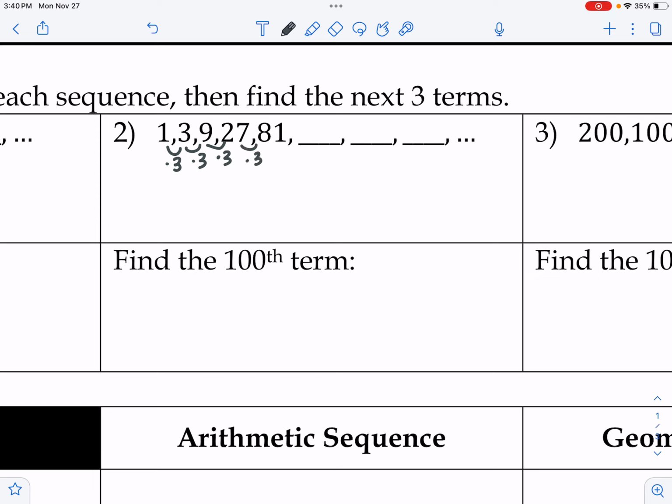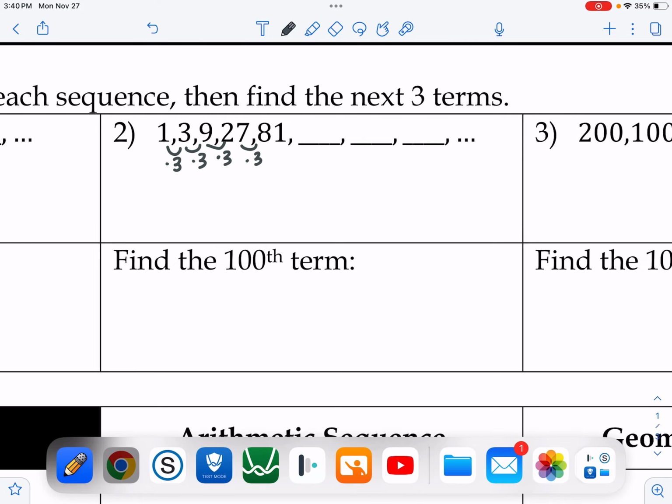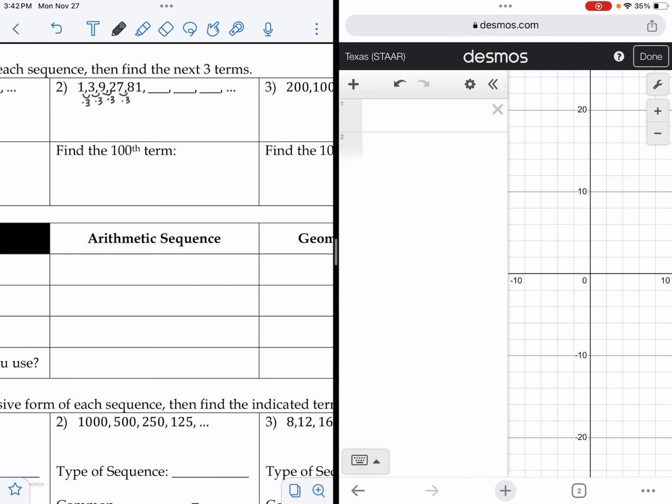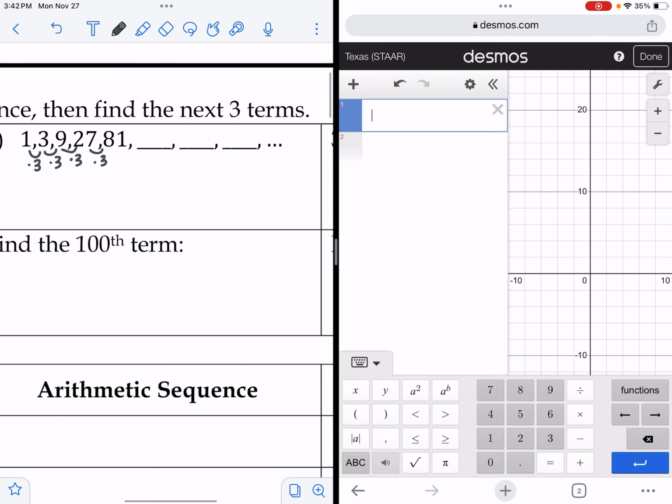Okay, and so we can get to the next number by multiplying by 3. So take that 81, multiply it by 3, we get 243. Times 3 again, we get 729. Times 3 again, we get 2,187.